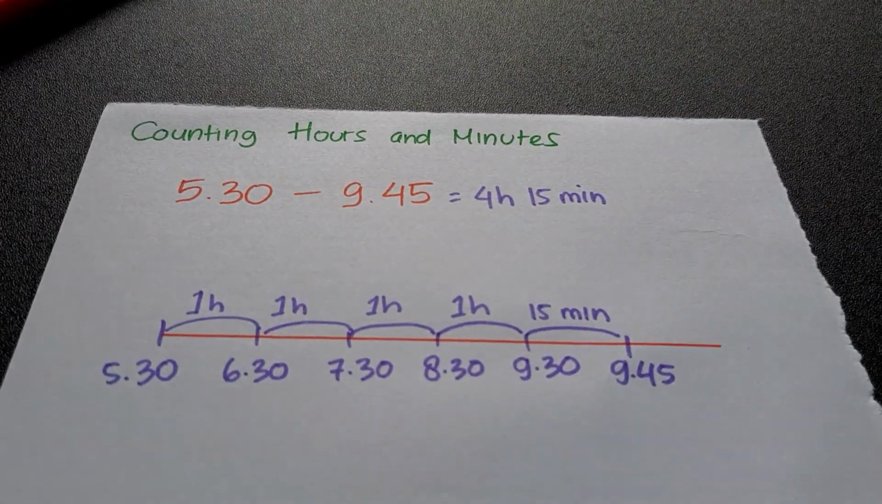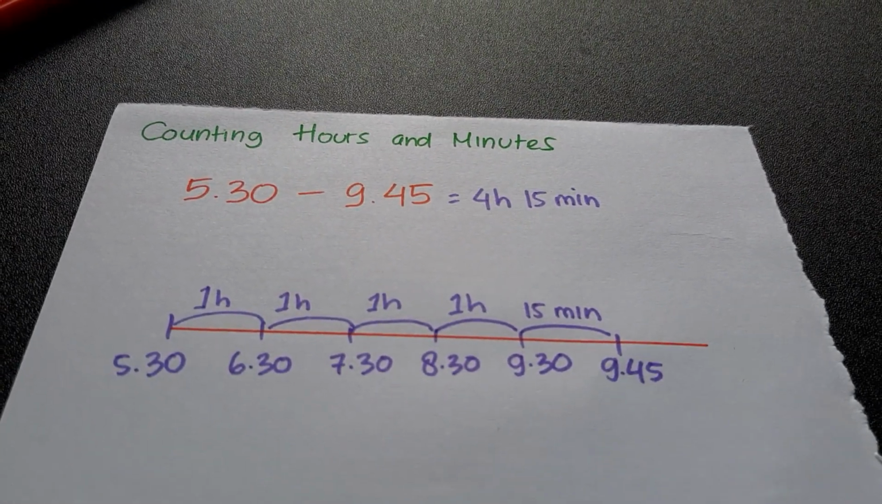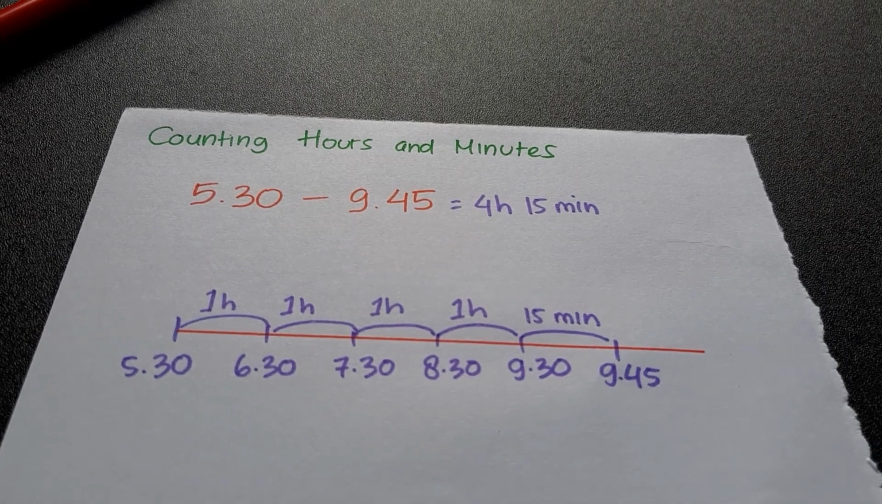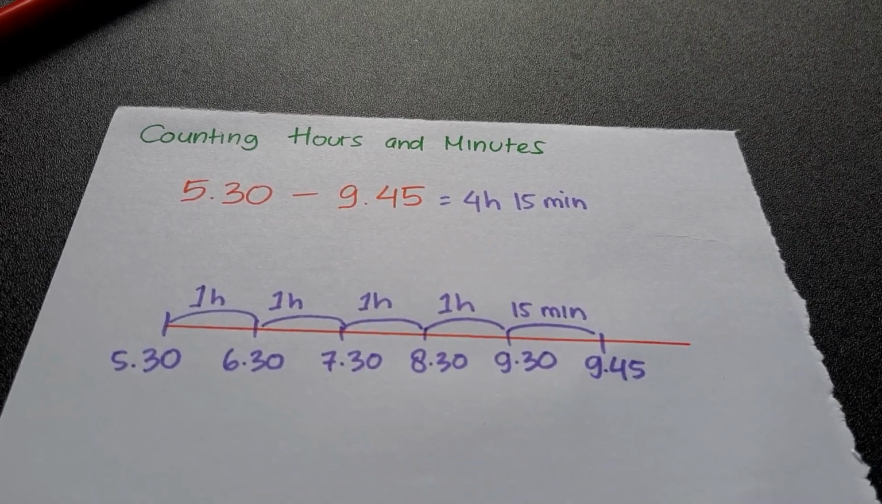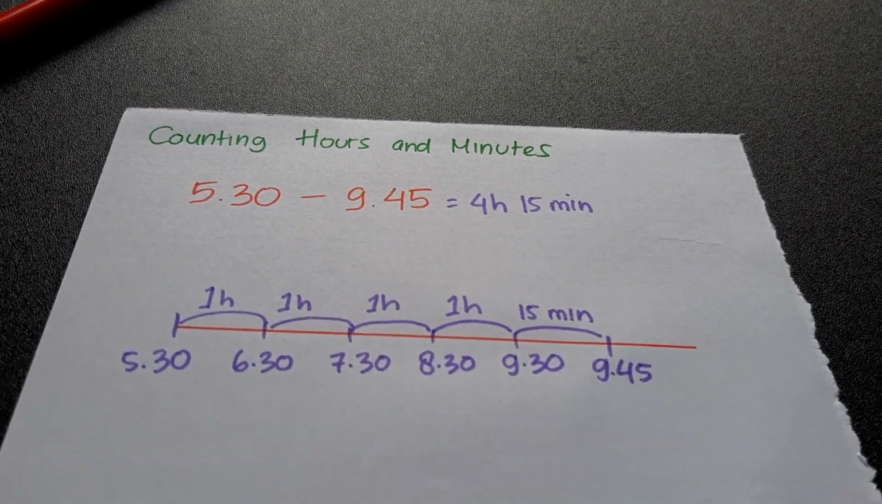Okay, do you understand? So which one is easier? Counting time using the clock, adding or subtraction, or using timeline? Write in the comment below, yeah.